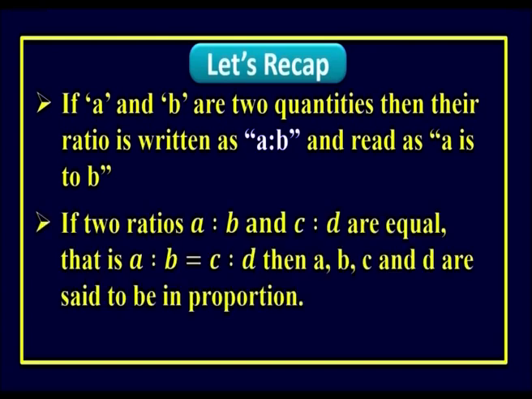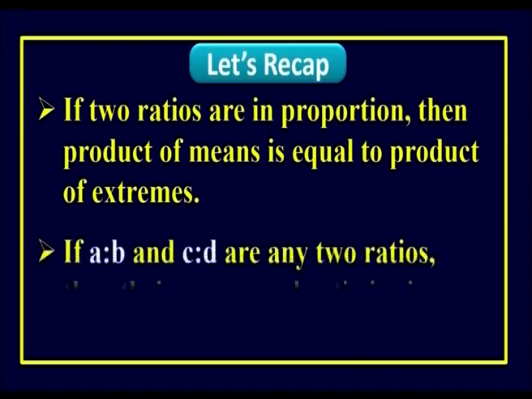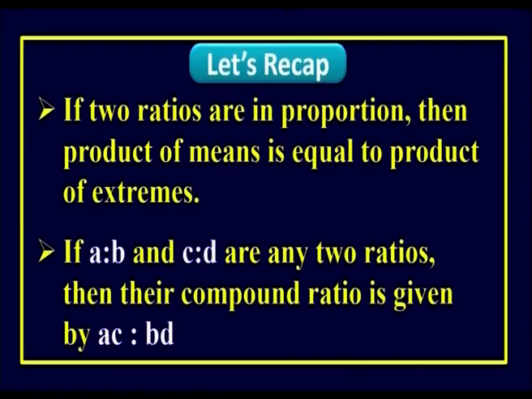If two ratios A is to B and C is to D are equal, which means A is to B equals C is to D, then A, B, C and D are said to be in proportion. If two ratios are in proportion, then product of means is always equal to the product of extremes. If A is to B and C is to D are any two ratios, then their compound ratio is given by AC is to BD.